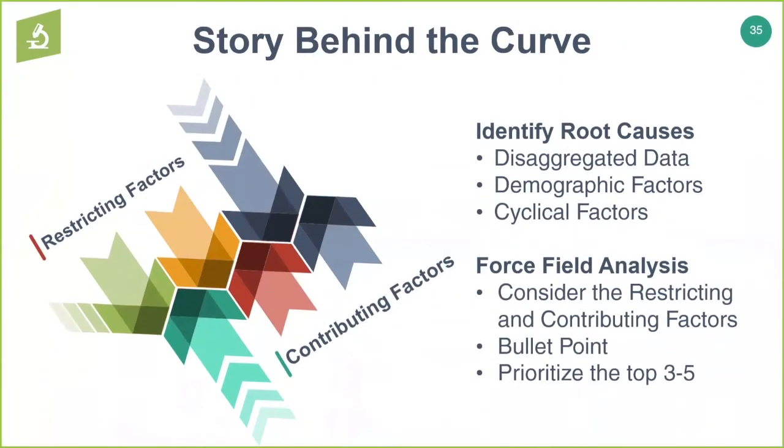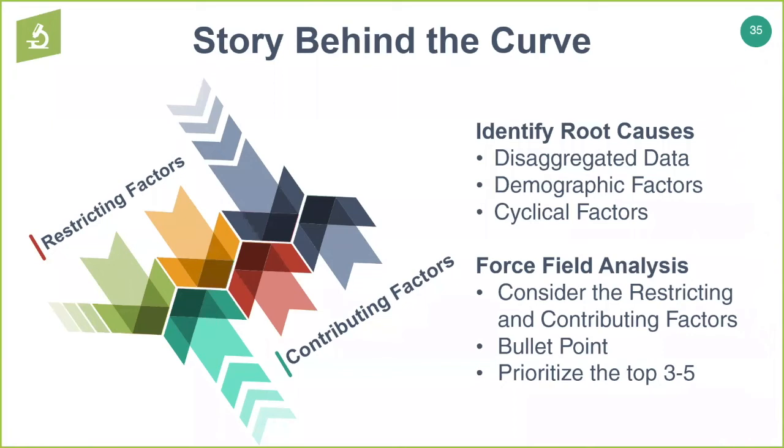So the first thing we need to do is look at the story behind the curve, identify the root causes of why kids are dropping out, all the potential reasons they're dropping out of school, but also look at the contributing factors. Why are they staying in school? Because in some communities, dropping out is the expected result. So we also want to look at, why are kids staying in school? What's the contributing factors to that? What are the bright spots that are helping them do that?